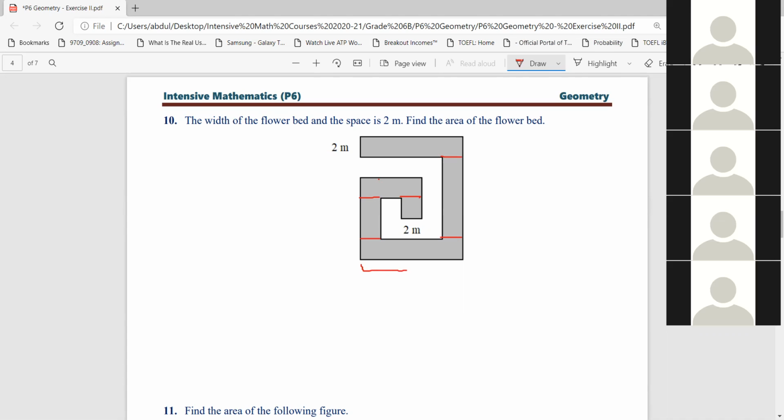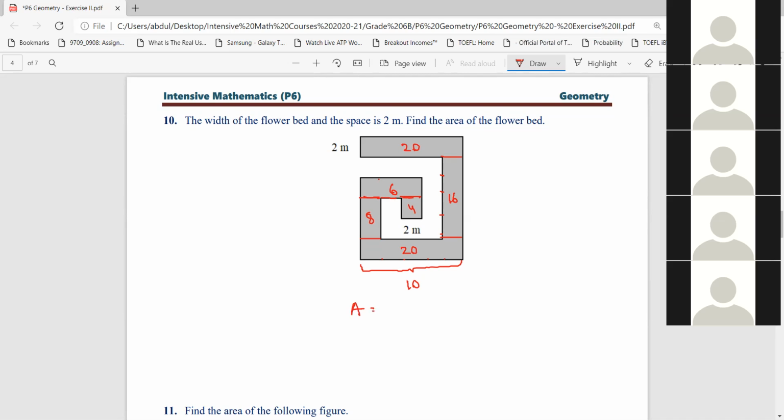What is this length? This length is equal to 1, 2, 3, 4, 5. So that is 10 meters. And also that means that 10 times 2, so this area is 20. And also this area, the same, right? Also is 20. And how about this one? It is 1, 2, 3, 4. It is 8. 8 times 2, it is 16, right? How about this one? It is just 2, right? 4 times 2, it is 8. This one is 1, 2, 3 times 2, it is 6. This one is 2 times 2, it is 4.